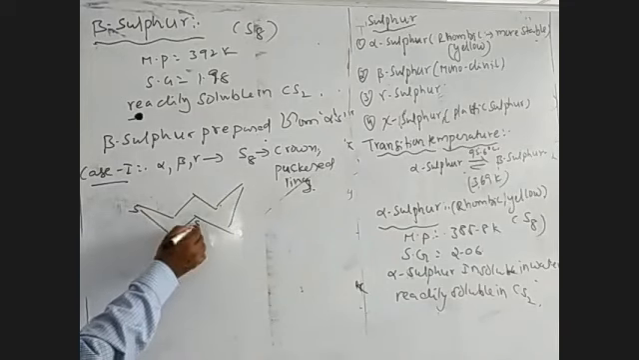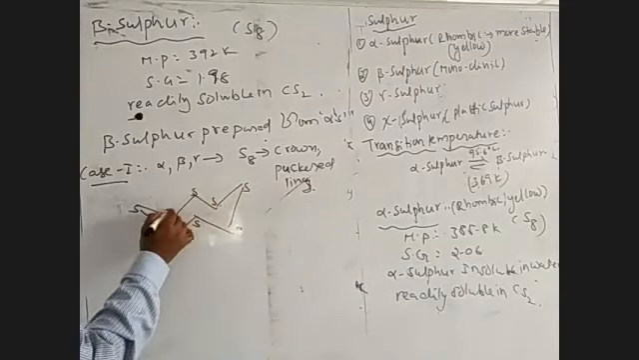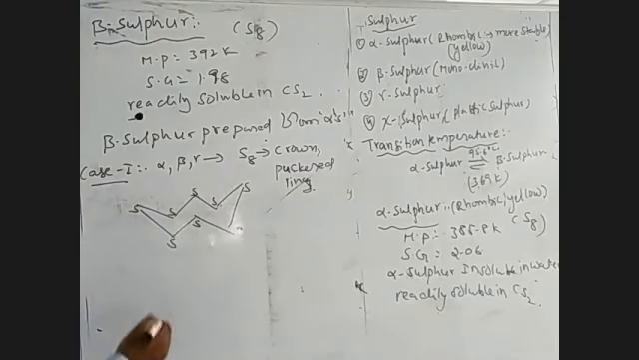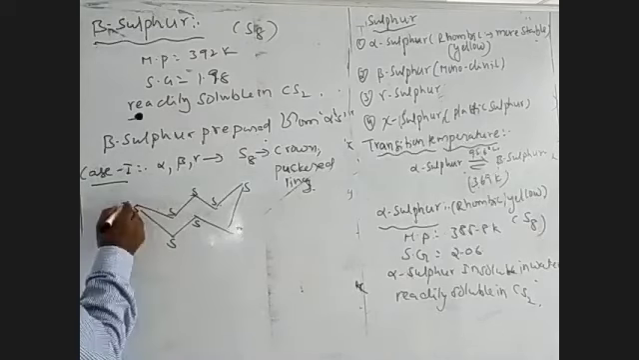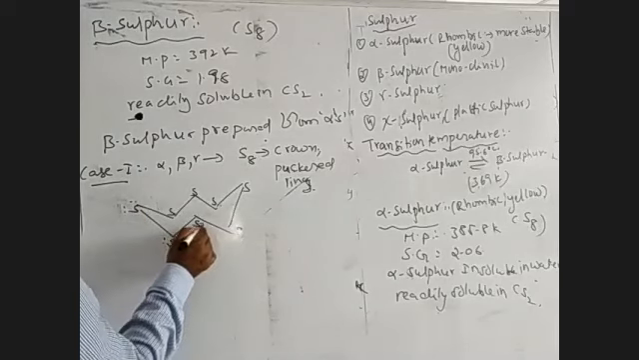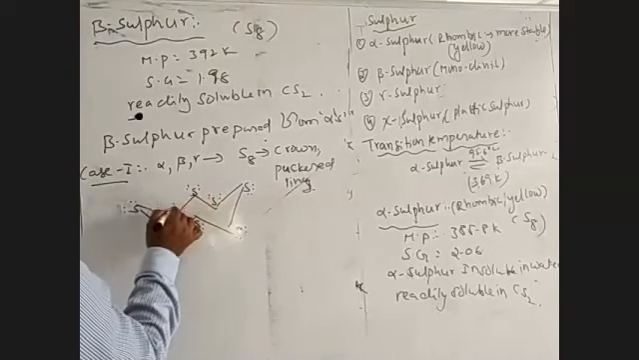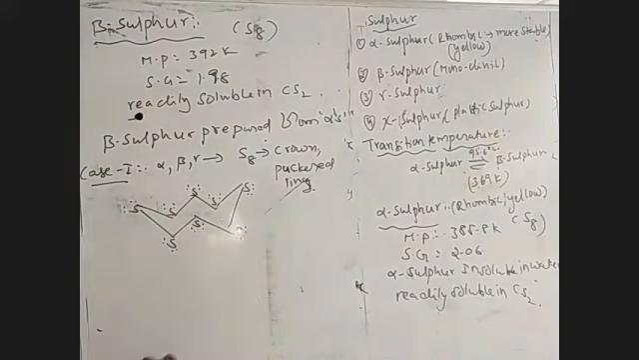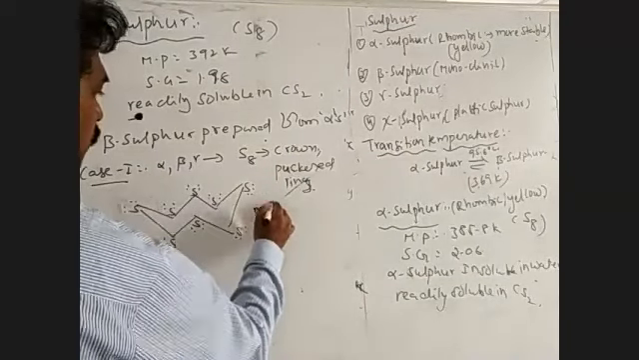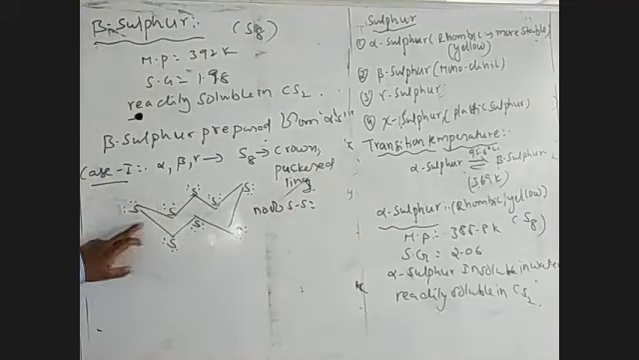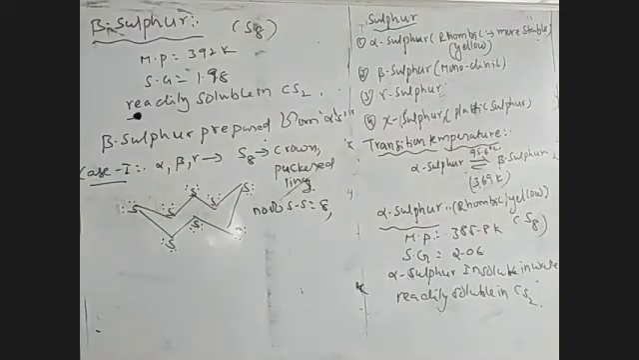Sulfur atoms are there. In this case, the S-S bond angle is taken as 107 degrees. The bond length is between 2.06 angstroms and 2.12 angstroms. Each sulfur has two lone pairs of electrons. Now, the number of S-S bonds: 1, 2, 3, 4, 5, 6, 7, 8. The number of S-S bonds is taken as 8.